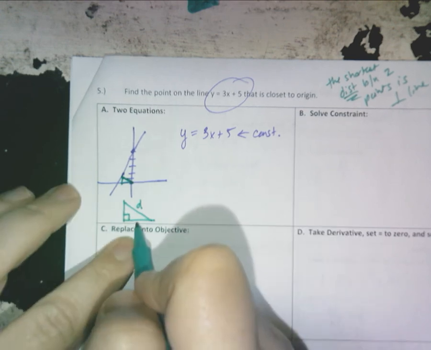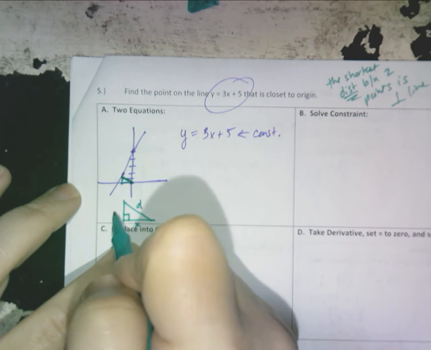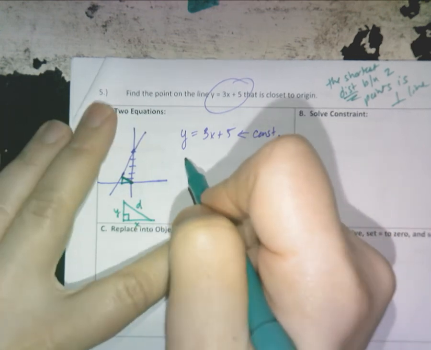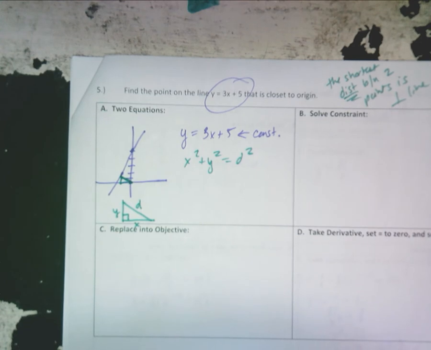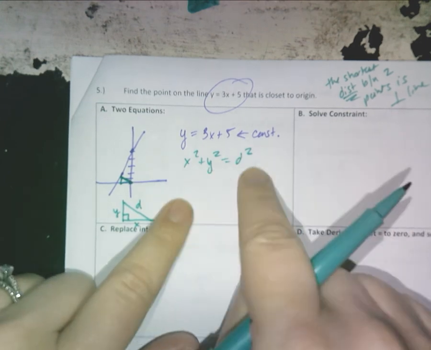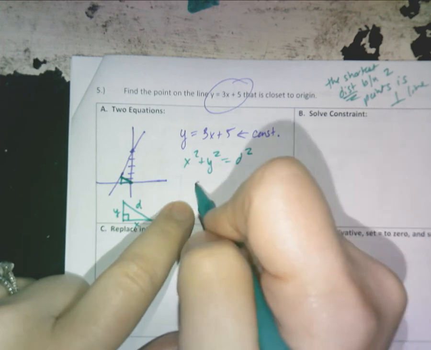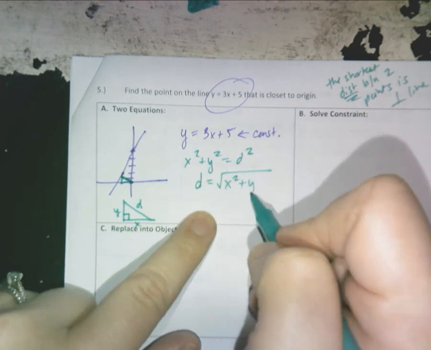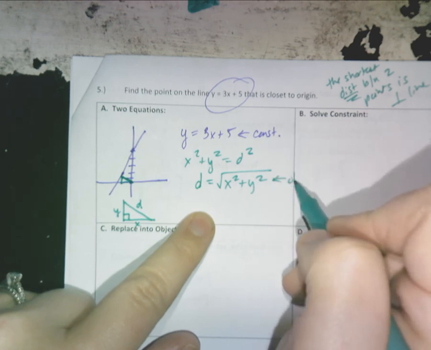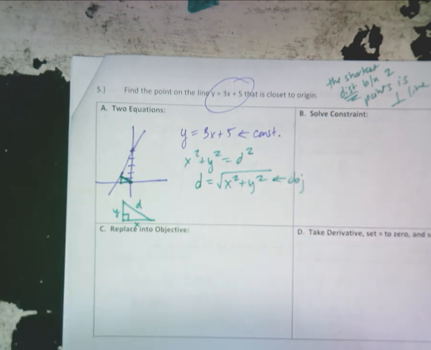Call this x and call this y. So the Pythagorean theorem says that x squared plus y squared would equal d squared. You could call it z if you want to, I'm just calling it d. I'm going to solve for the distance. Distance would be the square root of x squared plus y squared. This is your objective: to find the shortest distance between 2 points.